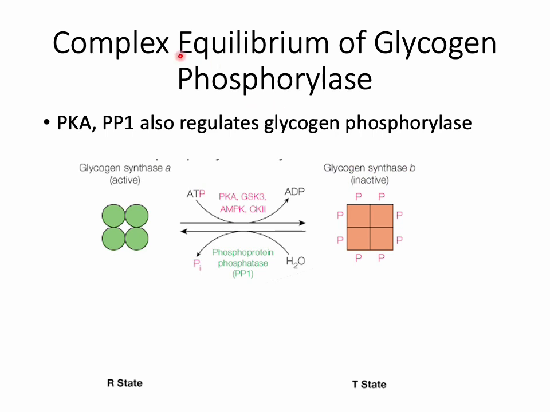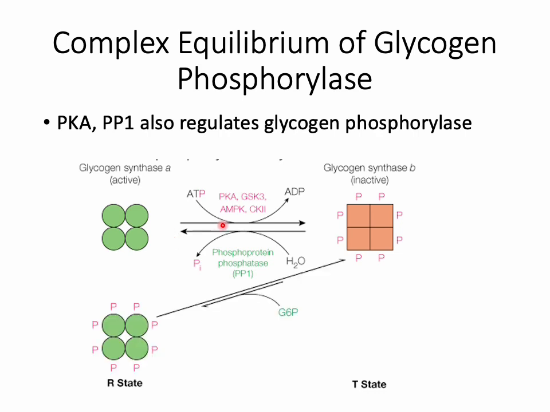These same principles apply to glycogen synthase. I apologize, this should read glycogen synthase at the top. So, complex equilibrium of glycogen synthase. Here we have glycogen synthase in its active form or the inactive form. As you can see in the schematic, glycogen synthase is active in the dephosphorylated form. Phosphorylation of glycogen synthase via protein kinase A inactivates it. Dephosphorylation via PP1 activates it. In other words, the opposite of our glycogen phosphorylase we talked about earlier.